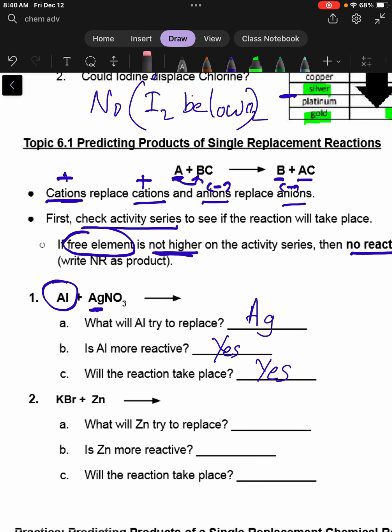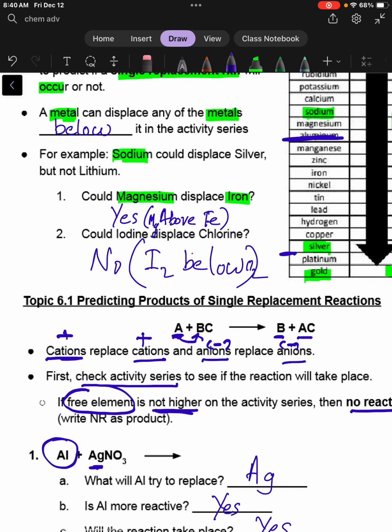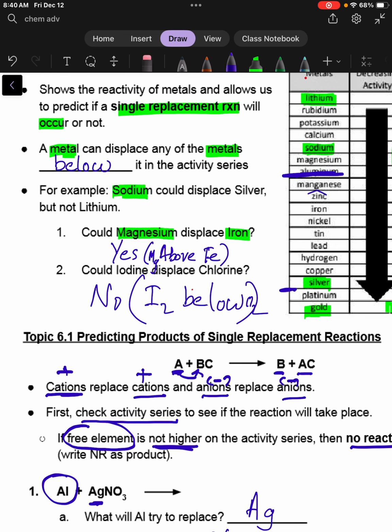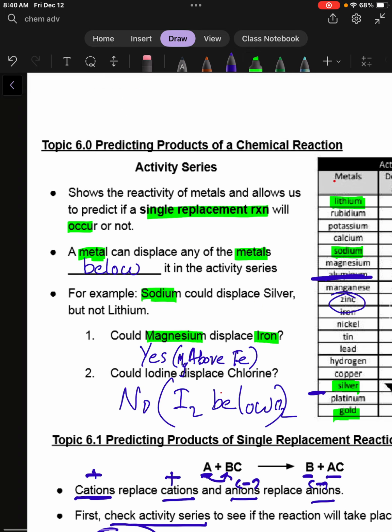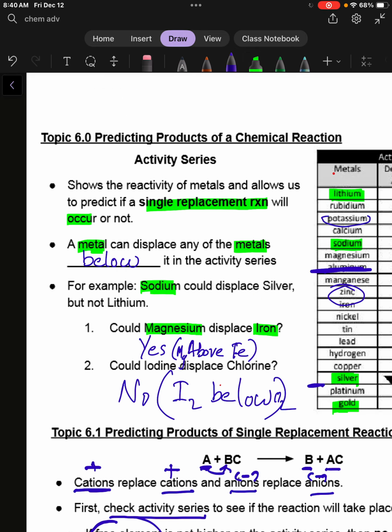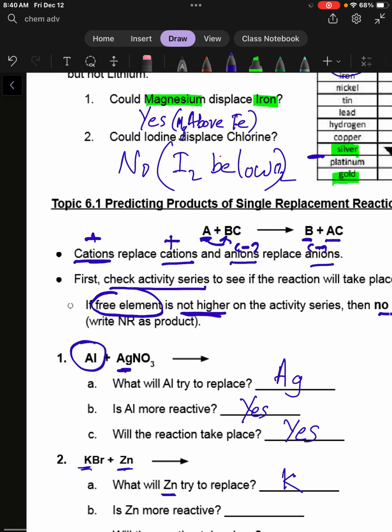Do the next one. This one says potassium bromide, and we are adding a single element, zinc. So who is trying to replace whom? Zinc is a metal, so zinc is trying to replace potassium. Now look at the series and see where zinc is. Zinc is here. Potassium is above it. That means no reaction.